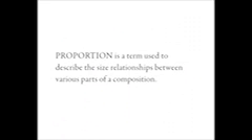Pattern is the repetition of a visual element in a regular and anticipated sequence. Here's a nice pattern. Proportion is a term used to describe the size relationships between various parts of a composition, as we see here.